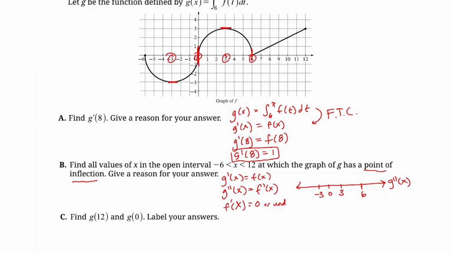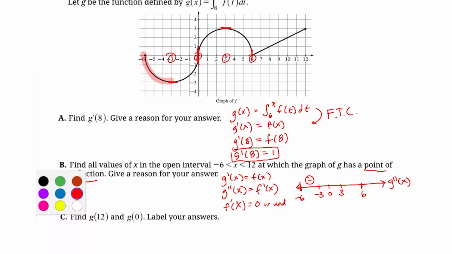Okay, so now what we need to do is find out whether or not g double prime or f prime is positive or negative in each of these intervals. So we're just going to be looking at the graph here. If we look between negative 6 and negative 3, and I'll highlight that here on the graph, we can see that we have a negative slope here. So we know that in between those values, between negative 6 and negative 3, the slope is negative.